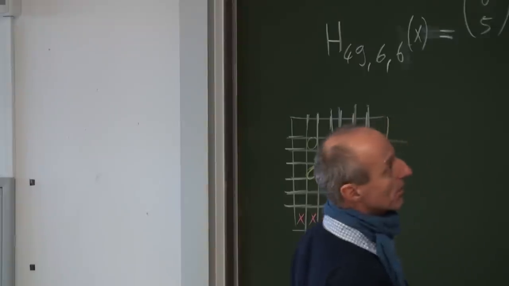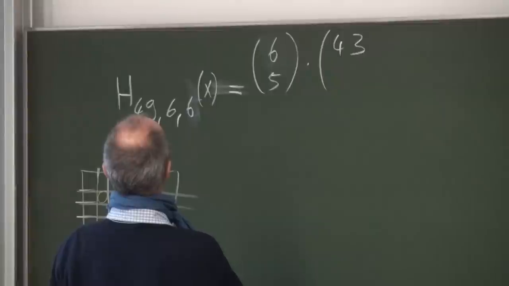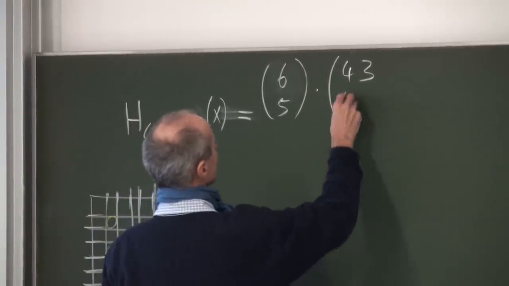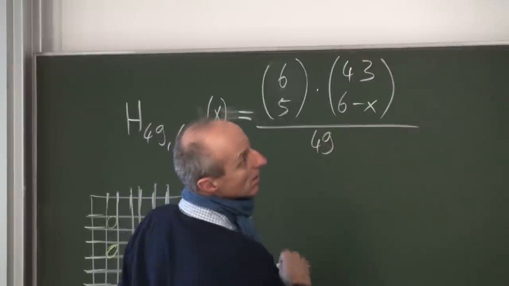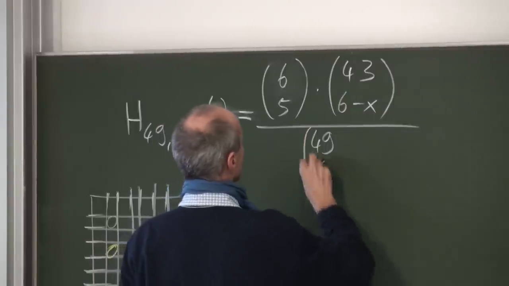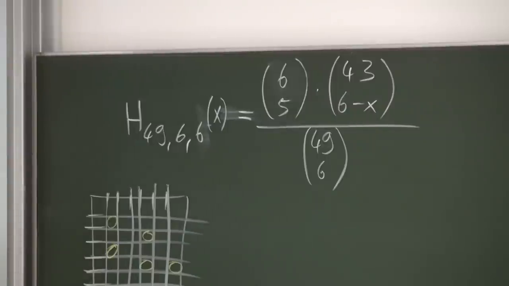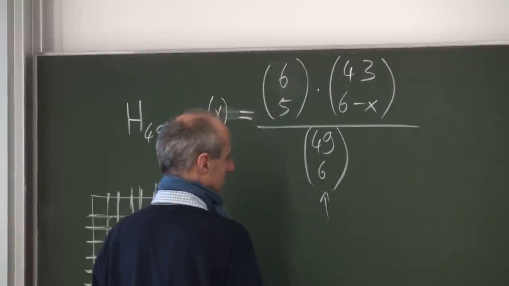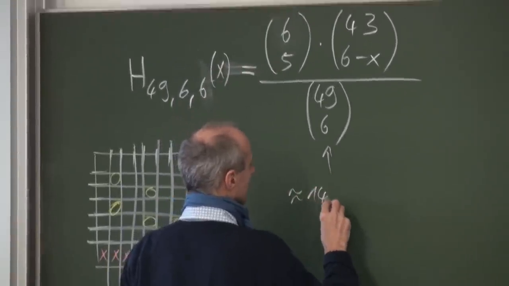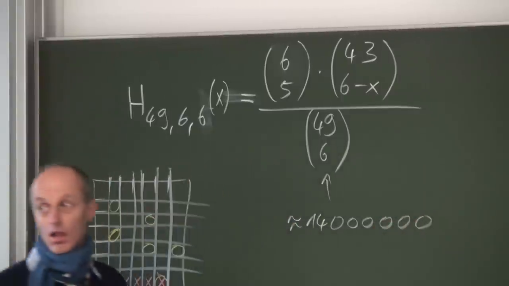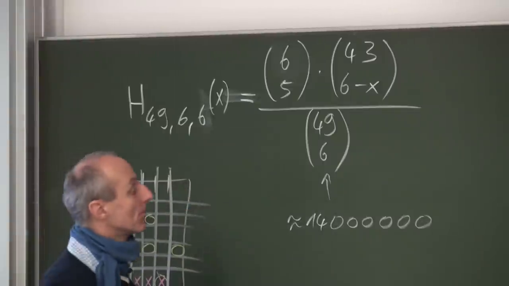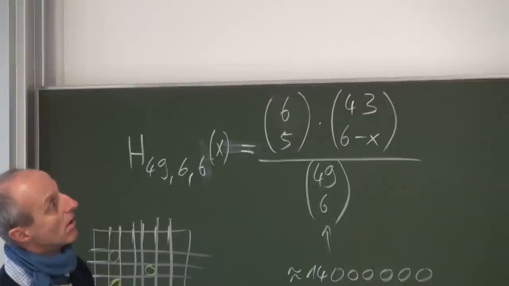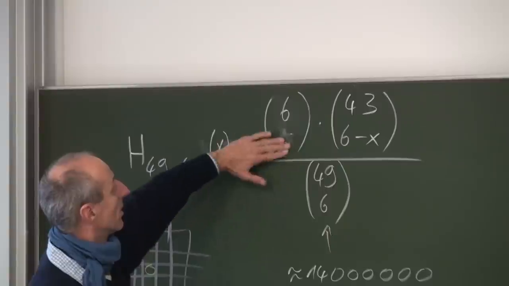Okay, now let's continue with playing Lotto. N minus X. So 6 minus x divided by n is 49 over n is 6. So this guy down here is about 14 million. That's the number of possibilities to choose 6 out of 49 elements. That's this number. Oh, x, this is x, sorry. Of course, this is x.